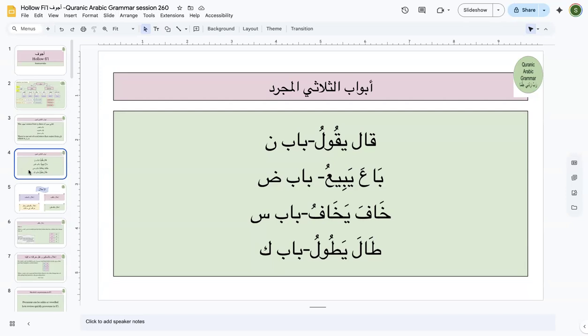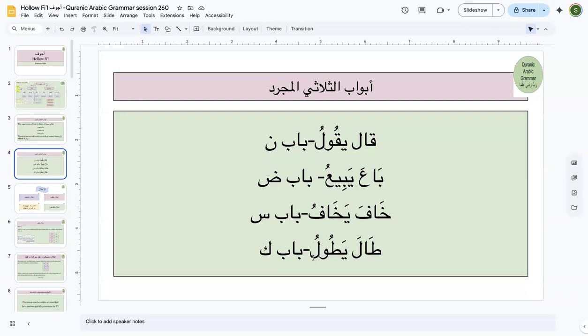And when I said tala yatulu, it is going to be from Bab Karuma. What is the meaning of tala? Can anyone tell me? Tala has to do with length, to be tall. So can you differentiate between qala yaqulu and tala yatulu? There is no way you will be able to tell the difference.